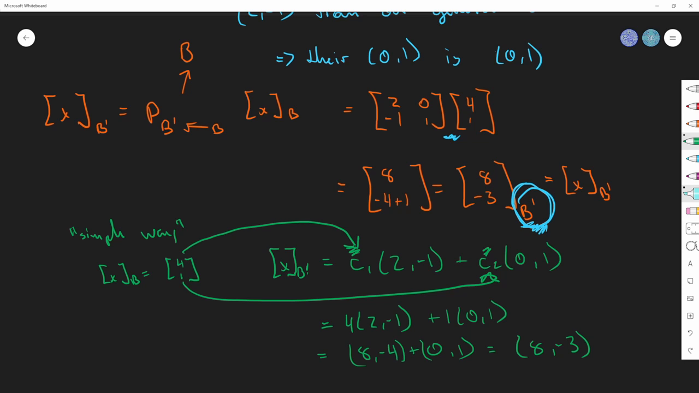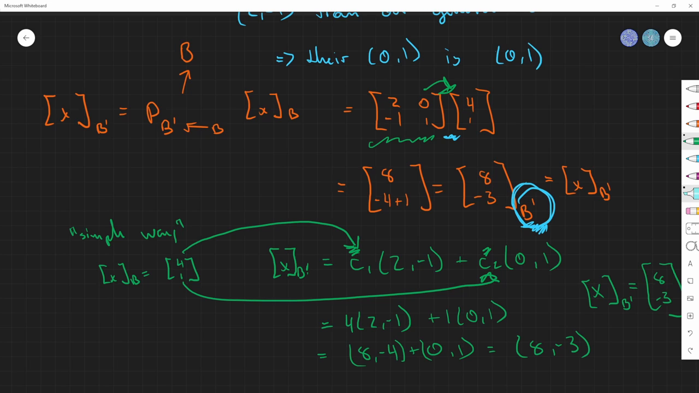And then we put it in its matrix form, with prime, (8, -3). And that's another way you can do it, which is about the same number of steps, but you don't have to worry about putting the given basis in a matrix and making sure you did the matrix multiplication correctly. So this is a much simpler way of doing it.